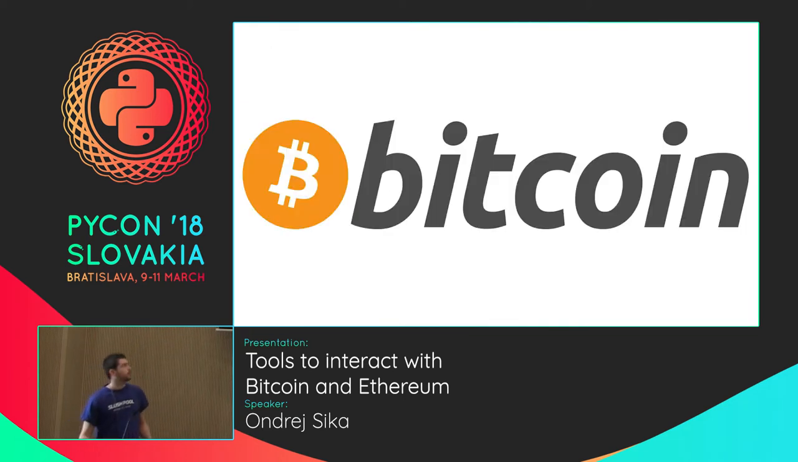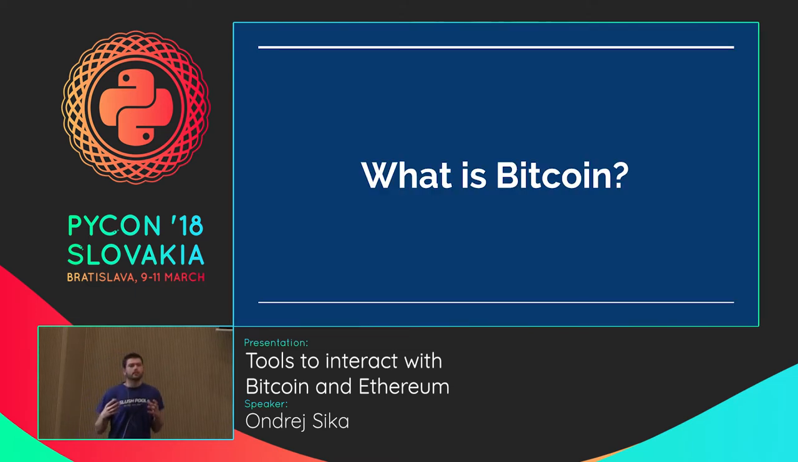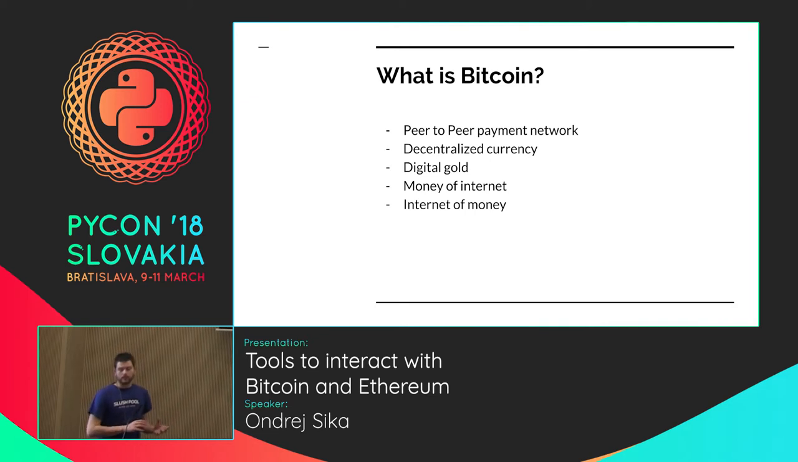And Bitcoin. I think probably everybody has heard about Bitcoin, because the price rises too much, then drops too much. I think we need to introduce what Bitcoin is, and talk about some more technical parts of it. Bitcoin is a peer-to-peer payment network. It's a currency. It's digital gold. It's money of the internet, or internet of money.